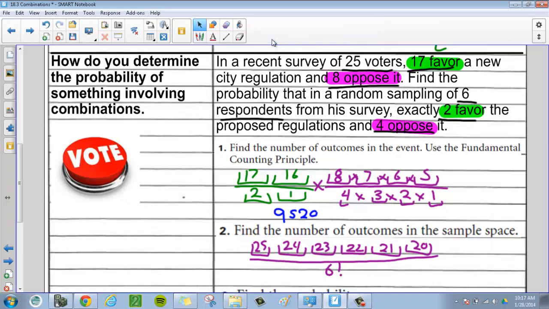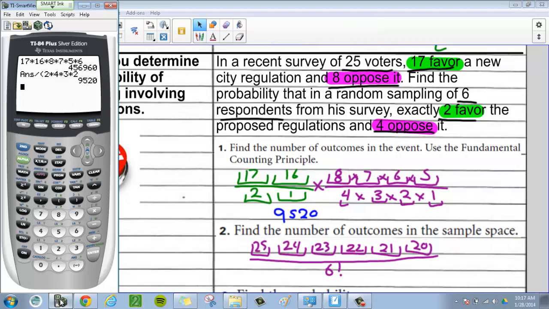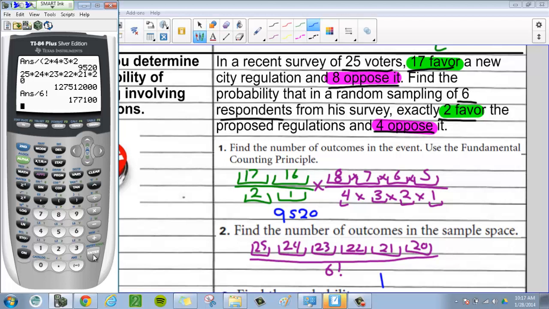So let's put that into our calculator and figure out what that is, this total sample space right here. So we have 25 times 24 times 23 times 22 times 21 times 20. Yeah, it looks good. And we're going to divide that by 6 factorial. And we get, if you're going to choose 6 people from 25 voters, there are 177,100 different ways to do it.